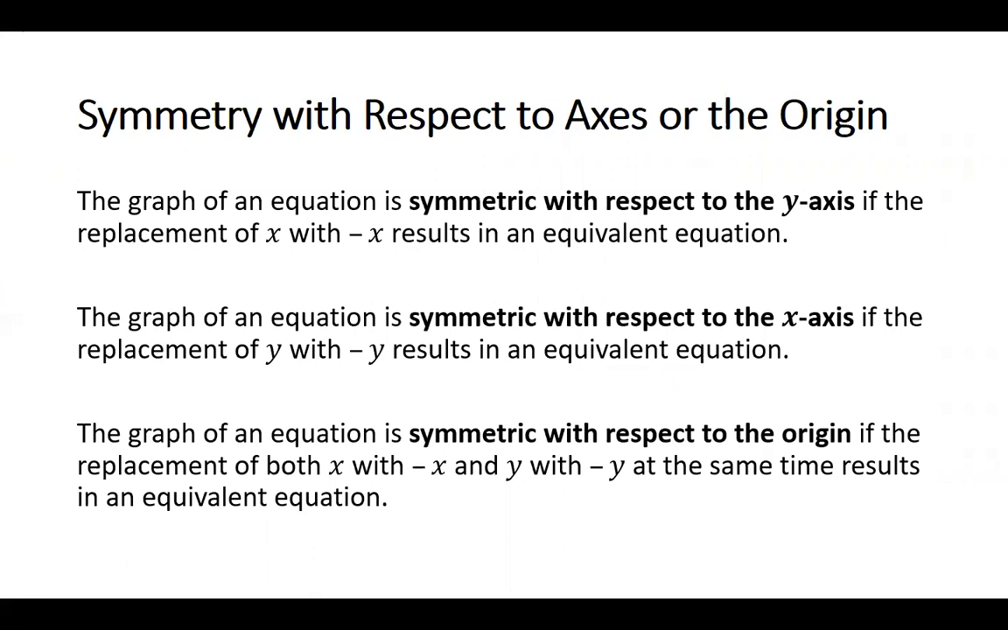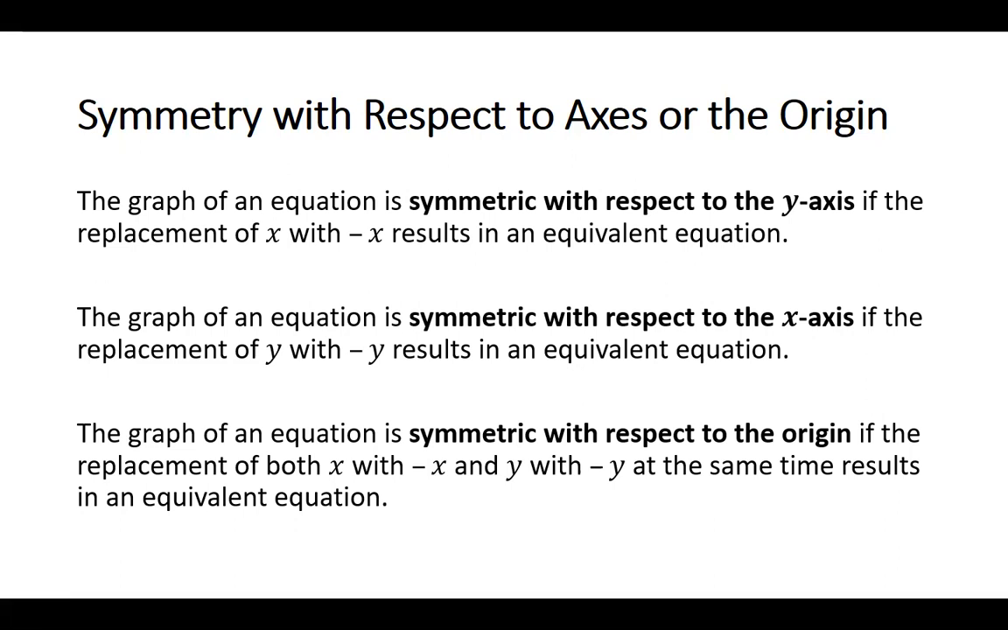and see what happens. Meaning, if I take x squared and I replace x with negative x, negative x squared becomes x squared. So that must be symmetric with respect to the y-axis. It came out with the same function. If I take x equals y squared, and I plug in negative y in place of y, negative y squared is just y squared, and therefore we come up with the same equation. It's symmetric with respect to the x-axis.